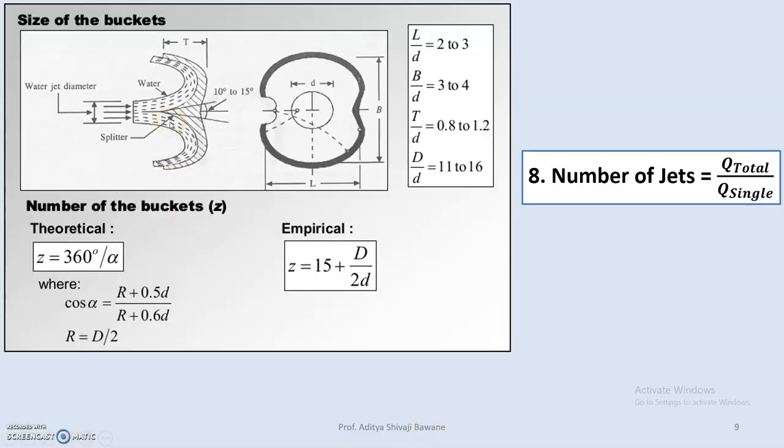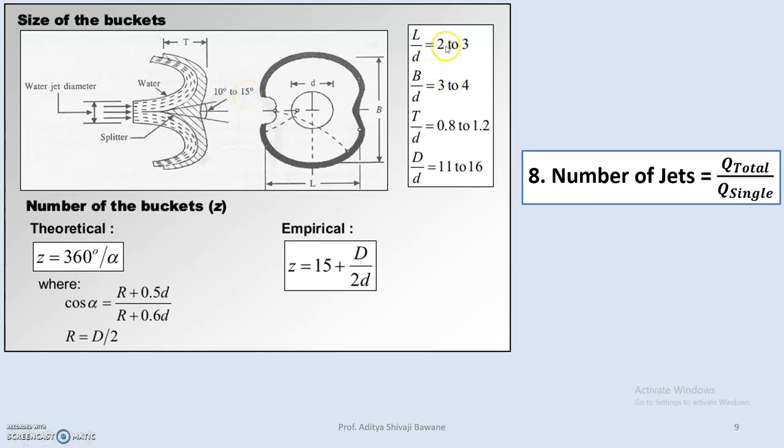The size of the bucket: whenever the water jet strikes the bucket, it will move along this direction, and secondly it will move along this direction. So the water jet is split in 2 ways, that is why it is hemispherical shaped, and this splitter angle is made 10 to 15 degrees.